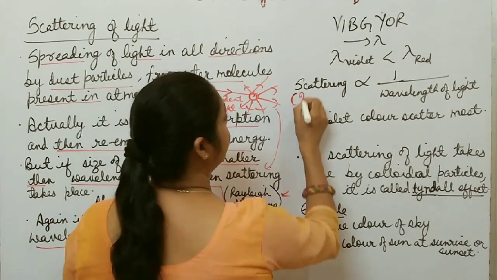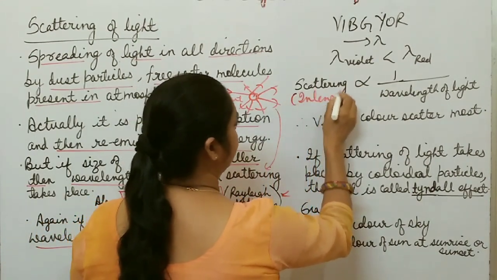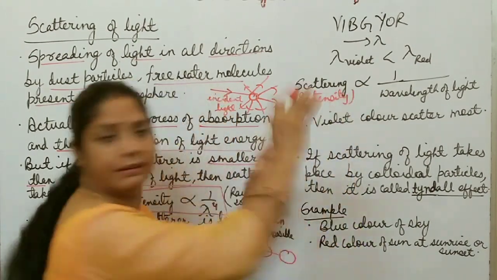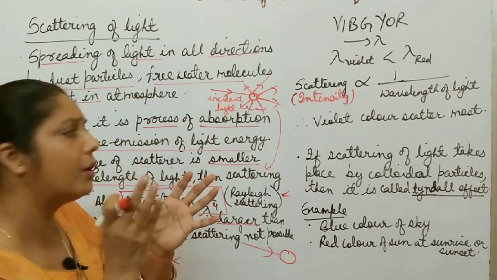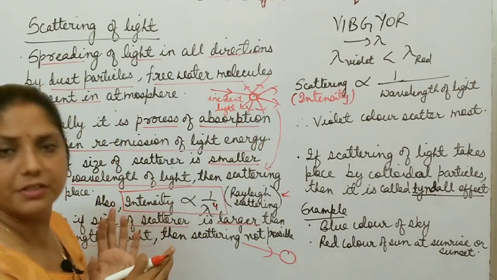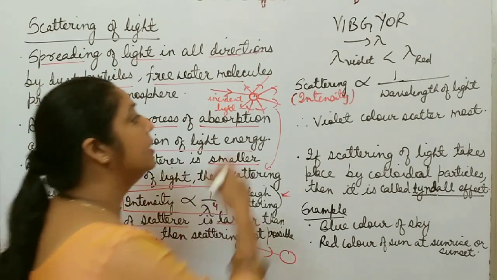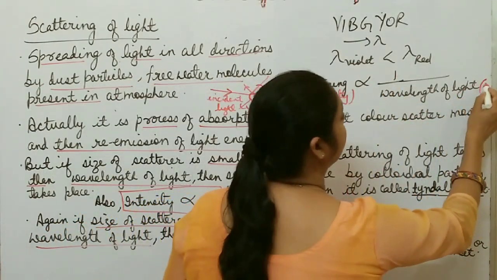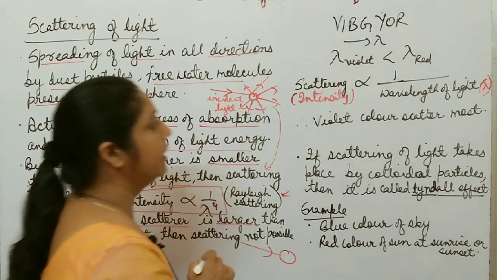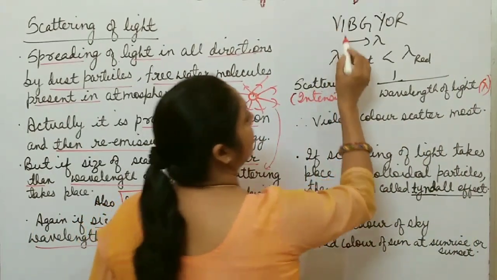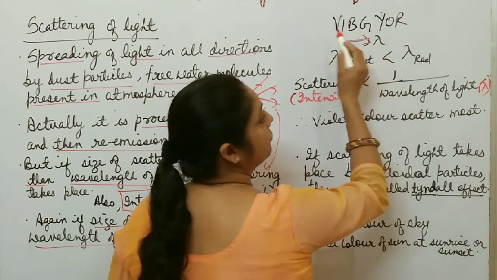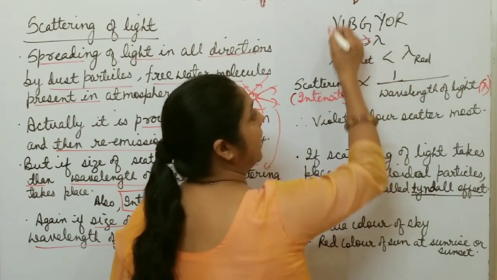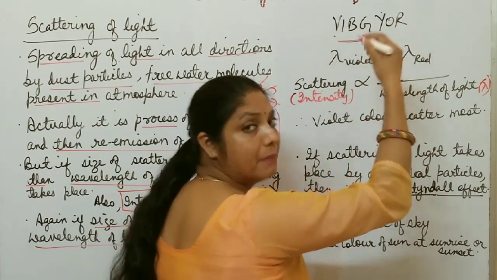Scattering is related to intensity. Greater intensity means greater scattering. Smaller intensity means smaller scattering. So intensity is inversely proportional to the fourth power of wavelength. Then also scattering is inversely proportional to the wavelength of light used, right? And you know VIBGYOR, wavelength increases in this order from violet to red. So violet has the minimum wavelength, and red has the maximum wavelength.